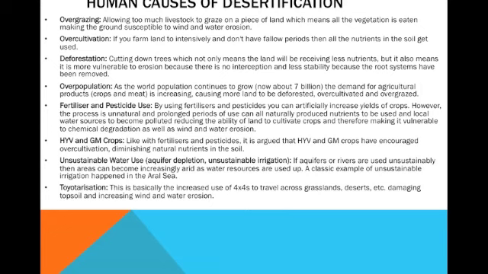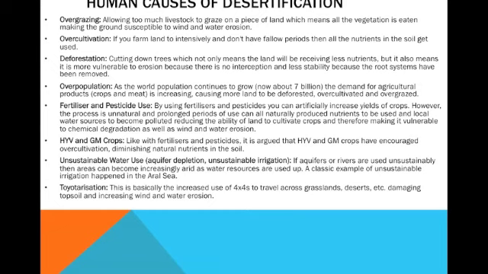Overcultivation. If you farm land too intensively and don't have fallow periods, then all the nutrients in the soil get used. So you've overcultivated the land and can no longer have crops or anything.